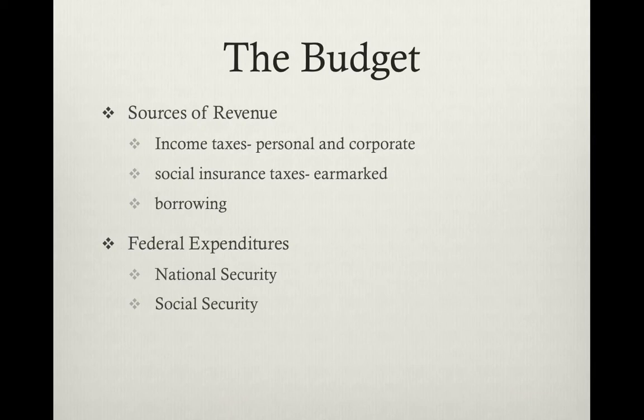Usually it's about 6% of the first $110,000 of earnings. That has kept going up because they keep on borrowing from Social Security, which is not a good thing. If government doesn't get enough revenue from corporate and personal income tax and social insurance taxes, which are earmarked towards Social Security and entitlements, the federal government has to borrow money.